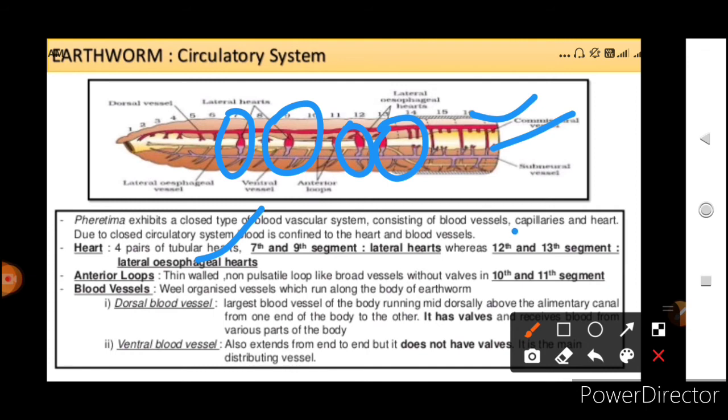Now blood vessels are organized into the dorsal blood vessel and the ventral blood vessel. The dorsal blood vessel will have valves, but the ventral blood vessel will not have valves. The dorsal blood vessel is the largest blood vessel of the body, running mid-dorsally above the alimentary canal from one end of the body to the other end. Specifically, it has valves.